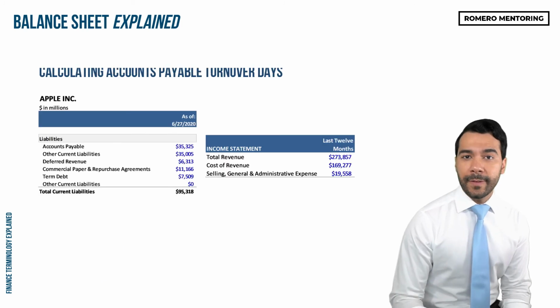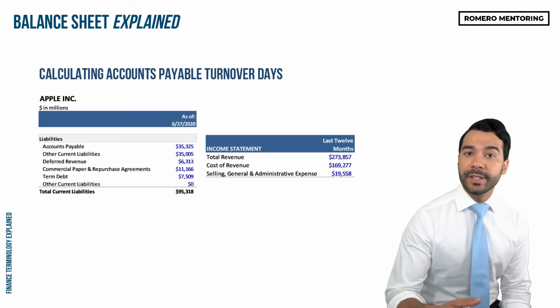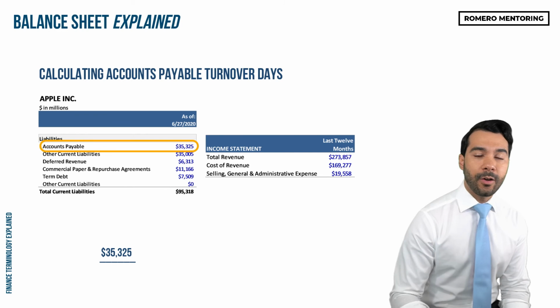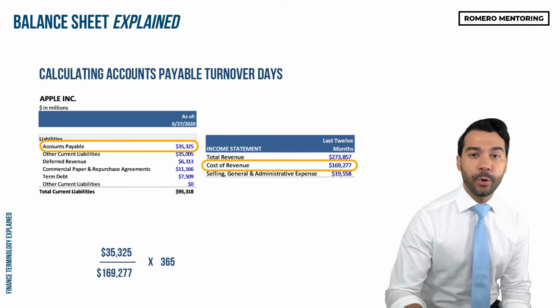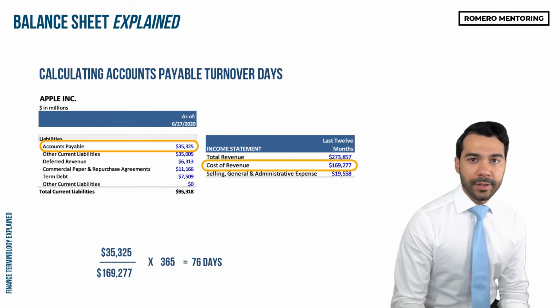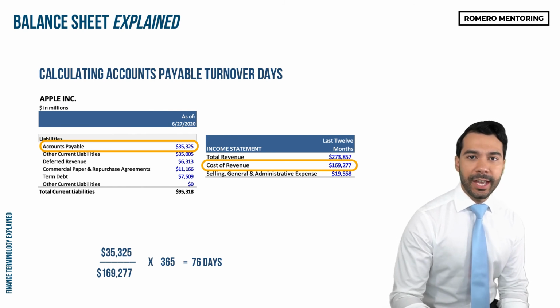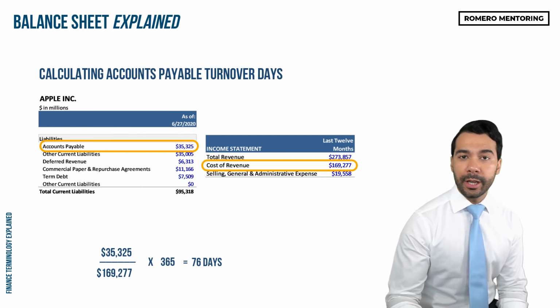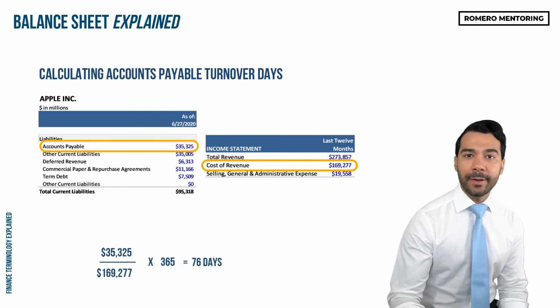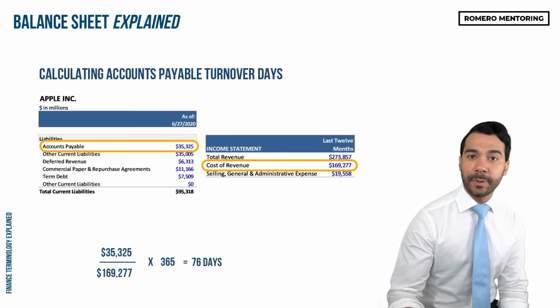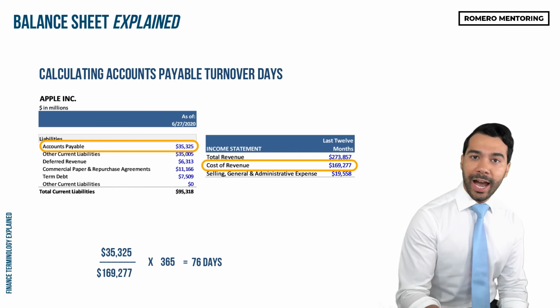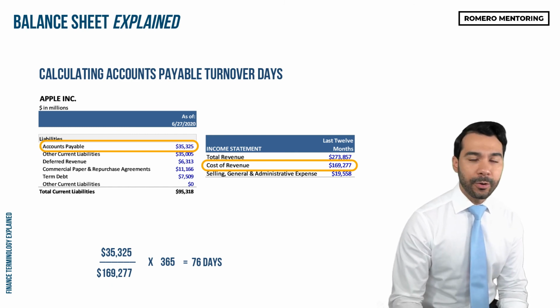Now, if we look at the liability side, accounts payable. If we take our accounts payable balance divided by cost of sales times 365, we arrive at 76 days, which means it takes Apple on average 76 days to pay their third-party business relations that supply them with all of the raw materials and supplies needed to assemble their iPhone and their wearables, the watch, the Mac, any product category that they sell as a product or service.